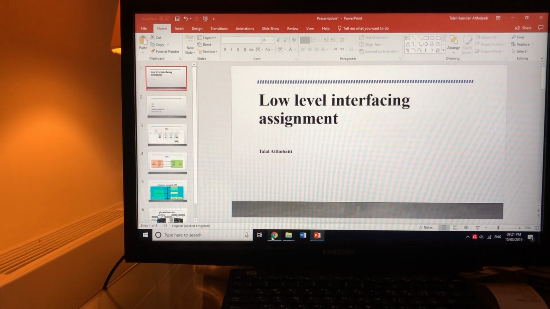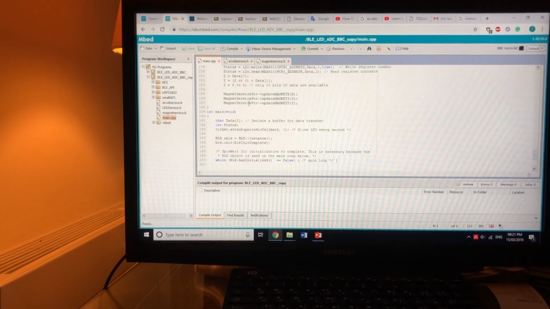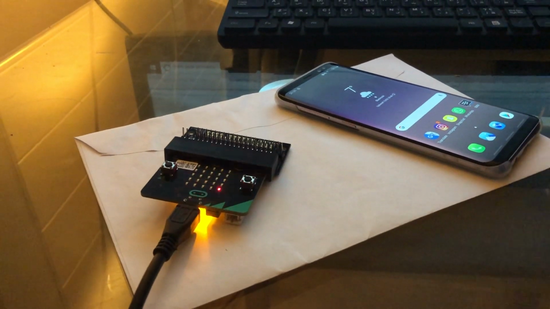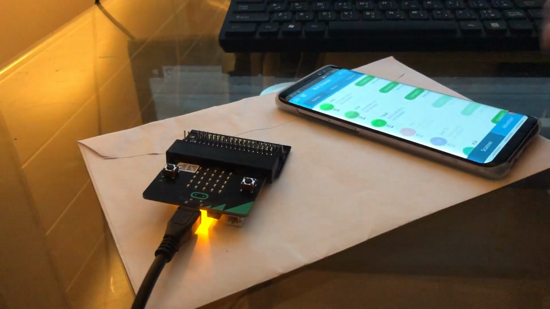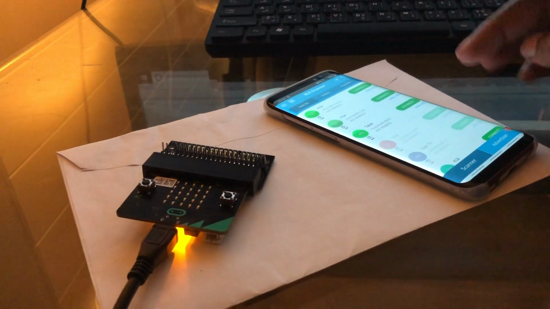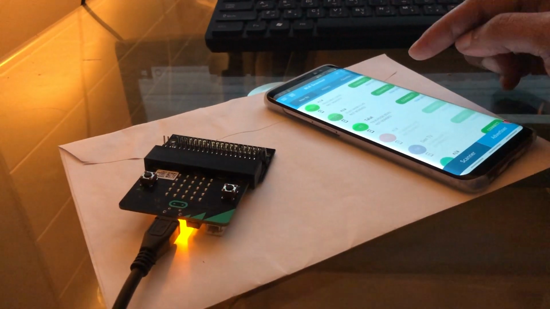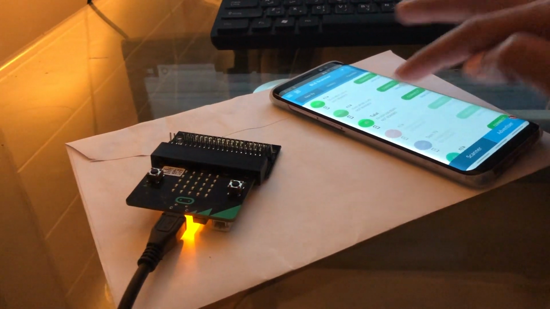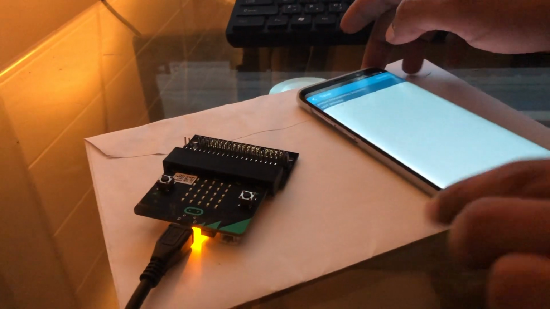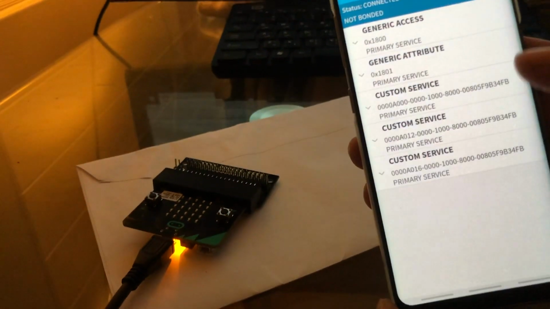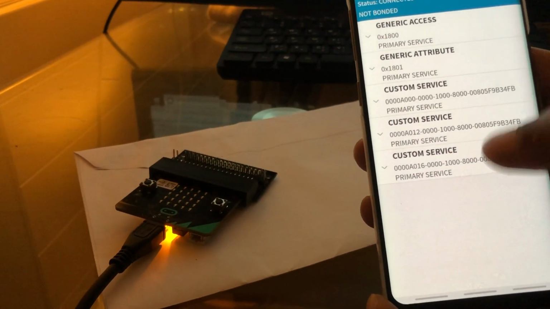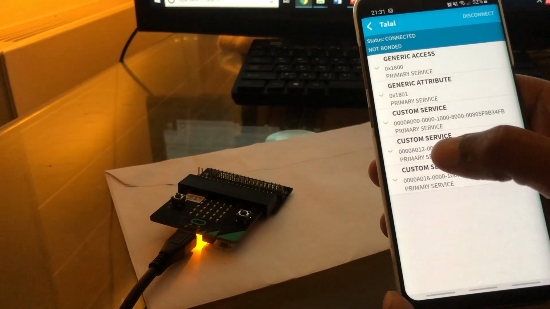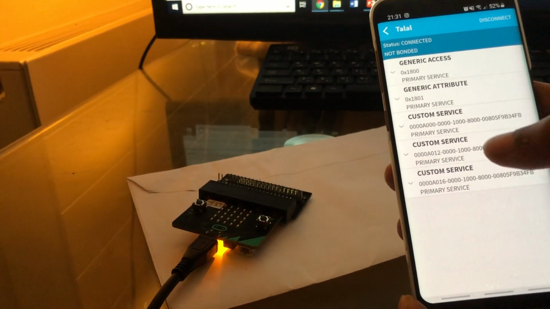So I did the code. I will use the BLE scanner to connect to the micro:bit. I named it Talal. So I connect to it here, and it shows me the three services: the LED, the magnetometer and the accelerometer. The magnetometer is 12 and the accelerometer is 16.